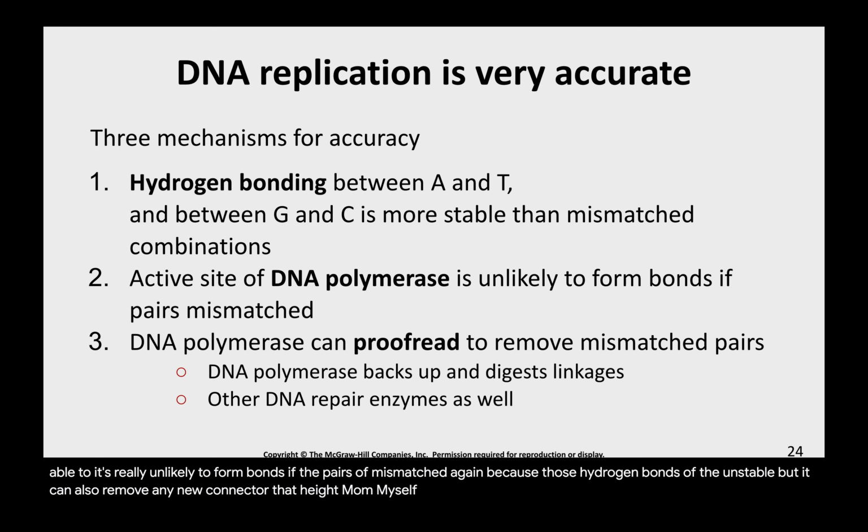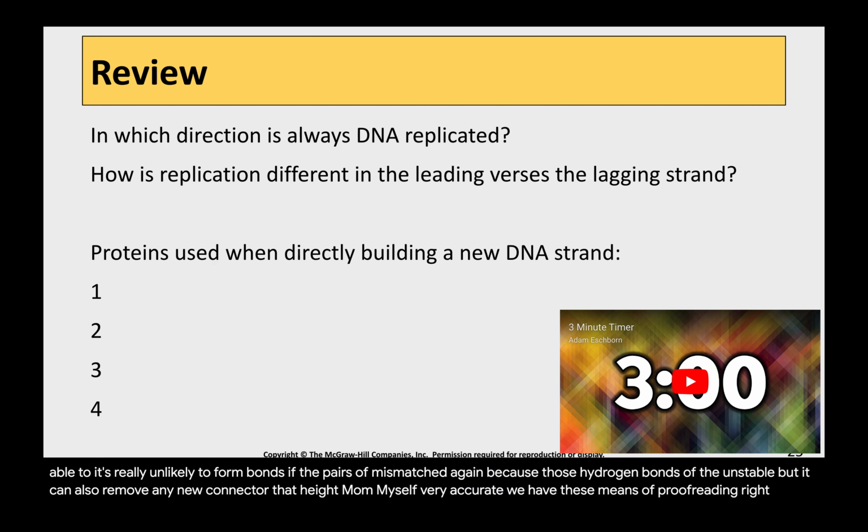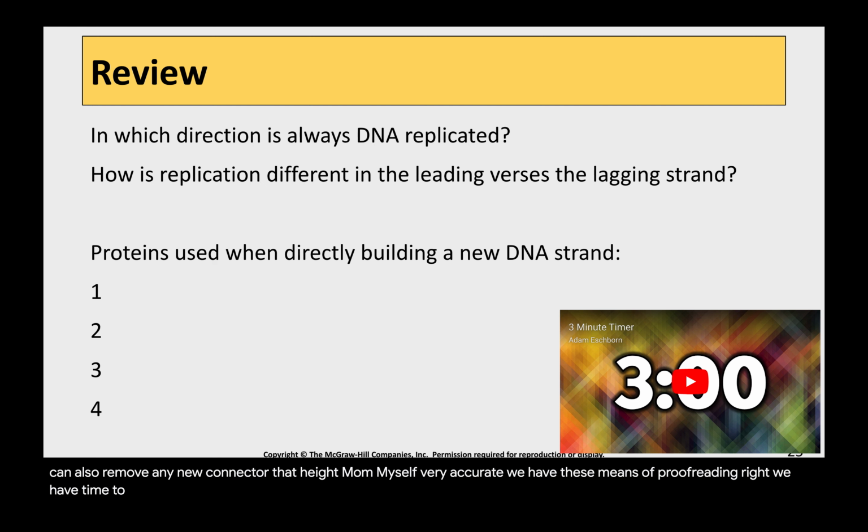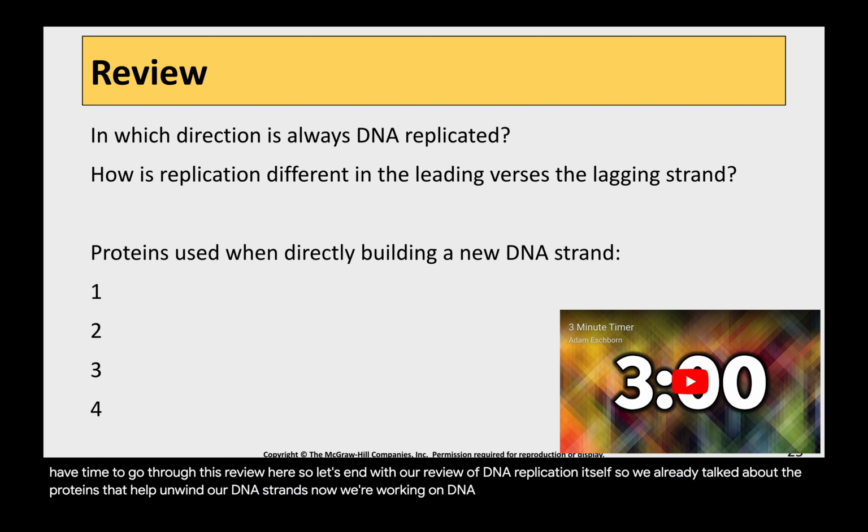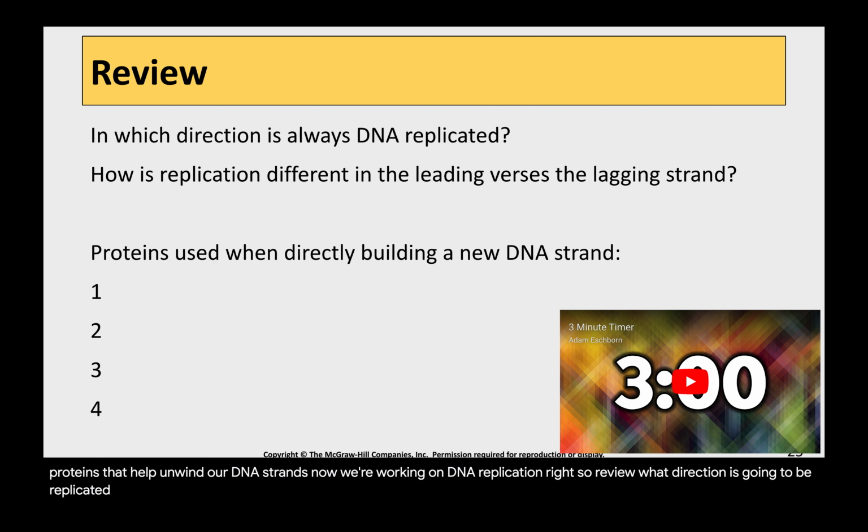All right, so very accurate. We have these means of proofreading. All right. We have time to go through this review here. So let's end with our review of DNA replication itself. We already talked about the proteins that helped unwind our DNA strands. Now we're looking at DNA replication, right? So I'll review: what direction is DNA replicated? How is replication different in the leading versus the lagging strand? And what are those 4 proteins used in building this new DNA strand?